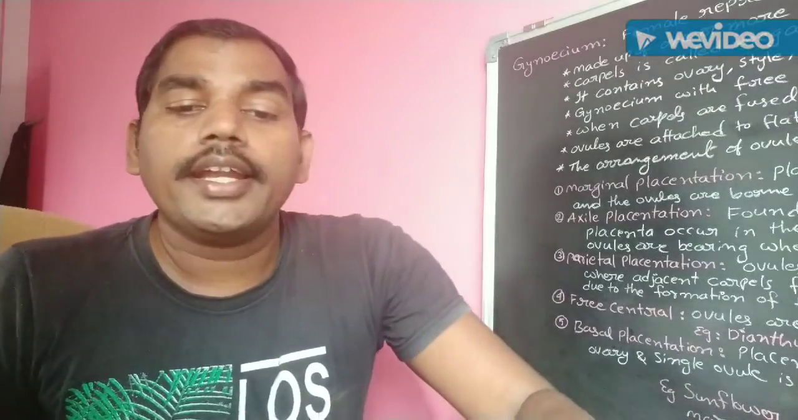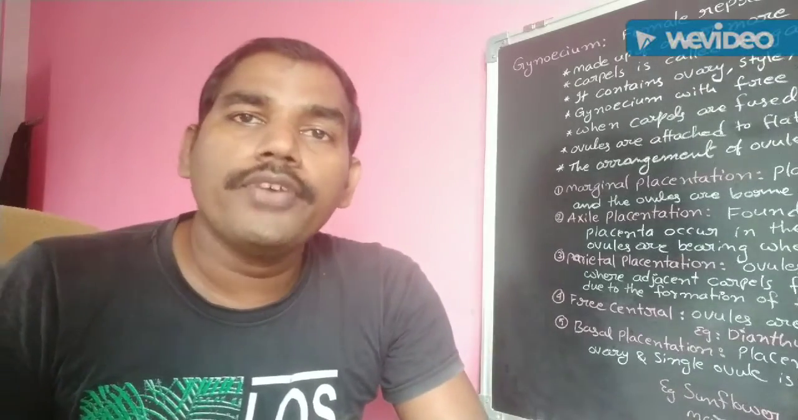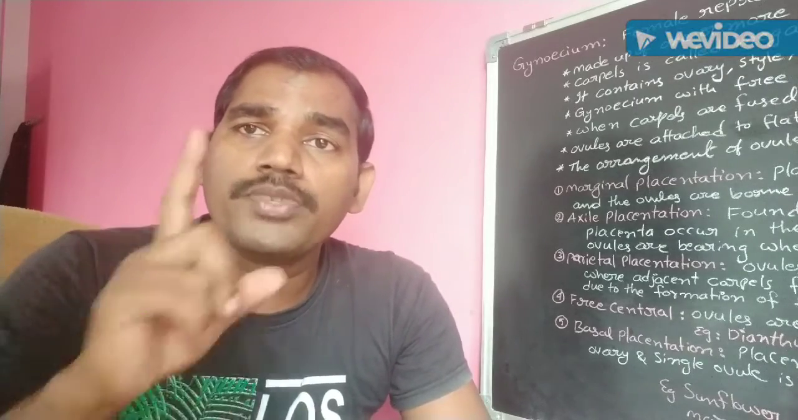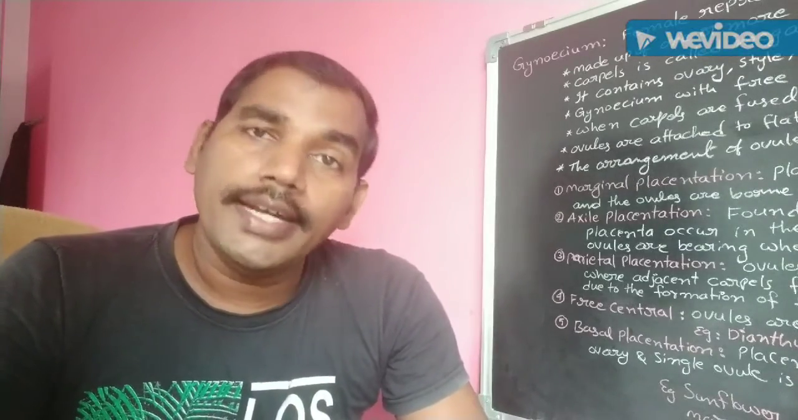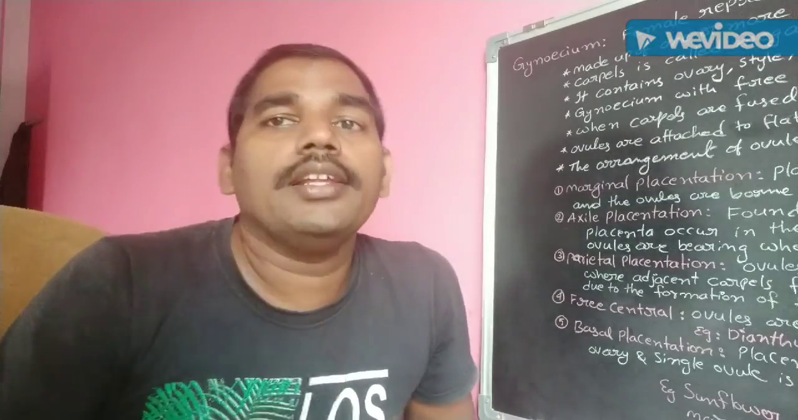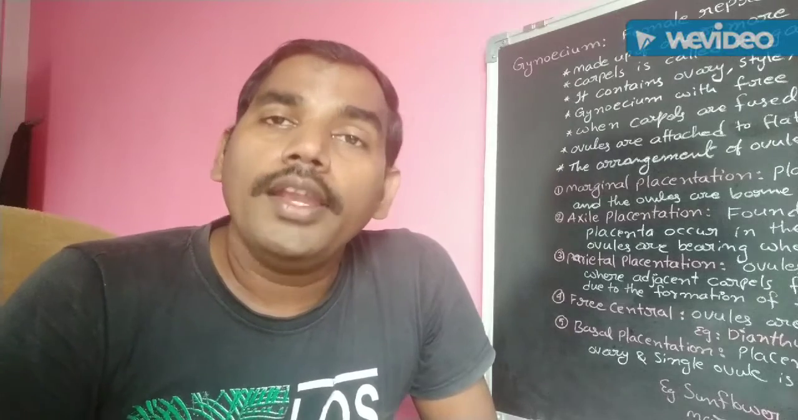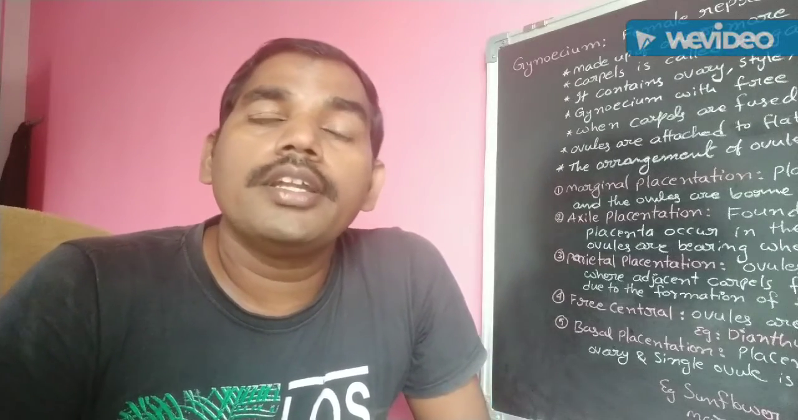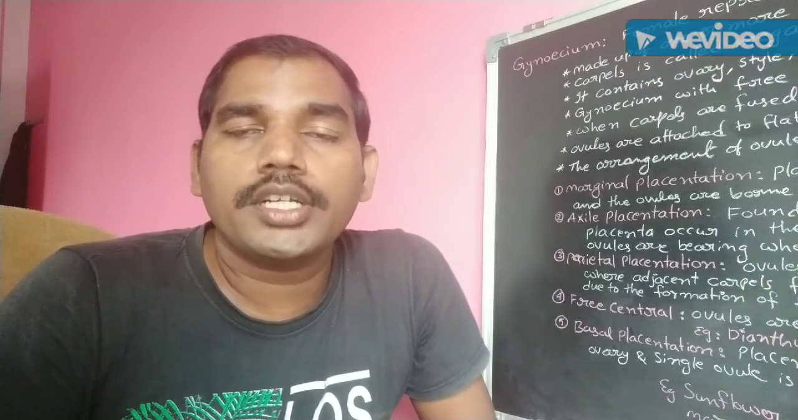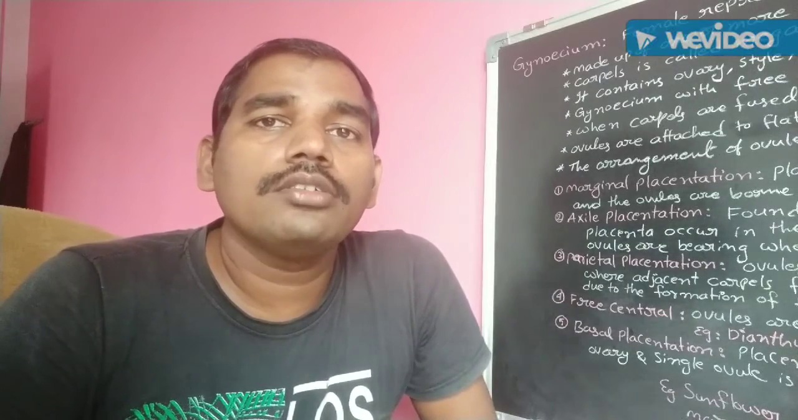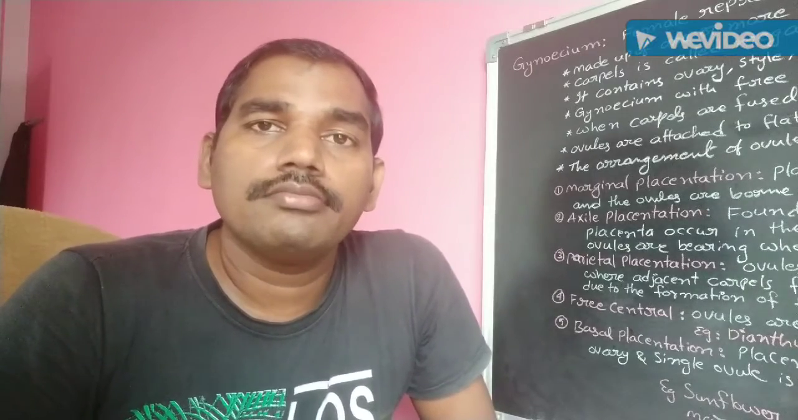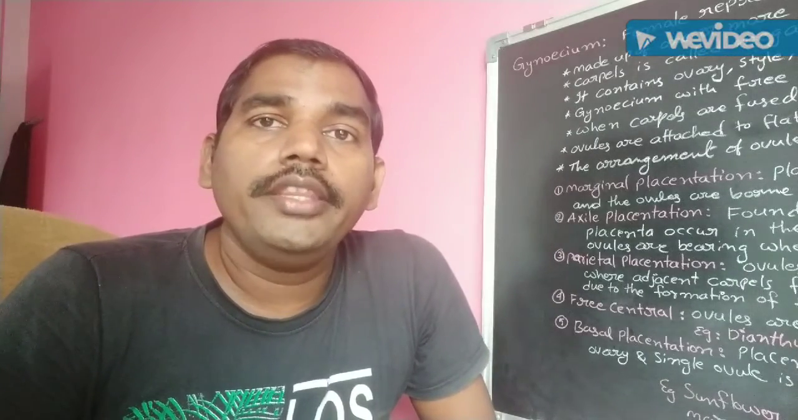Next one. On the basis of their cohesion, stamens are also categorized into monadelphous. This means members of stamens are united to form a single bundle. Diadelphous. This means members of stamens form two bundles. Polyadelphous. This means members of stamens form more than two bundles. Example, citrus.